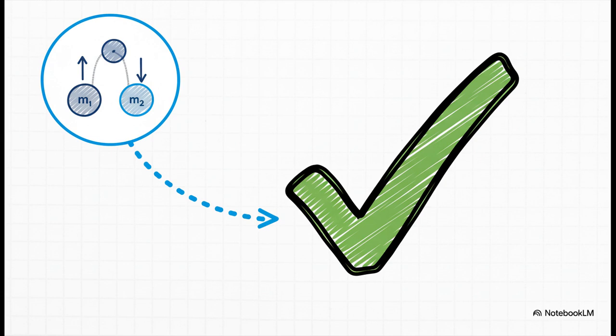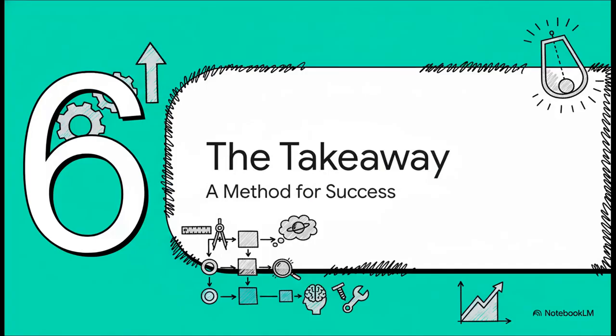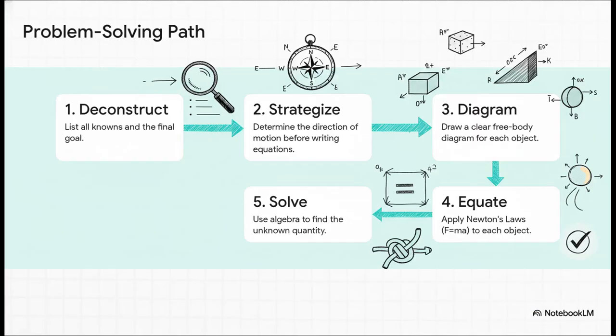It all fits together. So what's the most important thing to take away from all this? It's not the final answer, 0.05 g. Who cares about the number? It's the method. It's the process we used to get there. This 5-step game plan is a powerhouse that you can use on almost any dynamics problem that gets thrown at you. First, deconstruct the problem. Then, strategize, and that means figuring out the direction of motion before you do anything else. Then, diagram your forces, write your equations, and finally solve the algebra.